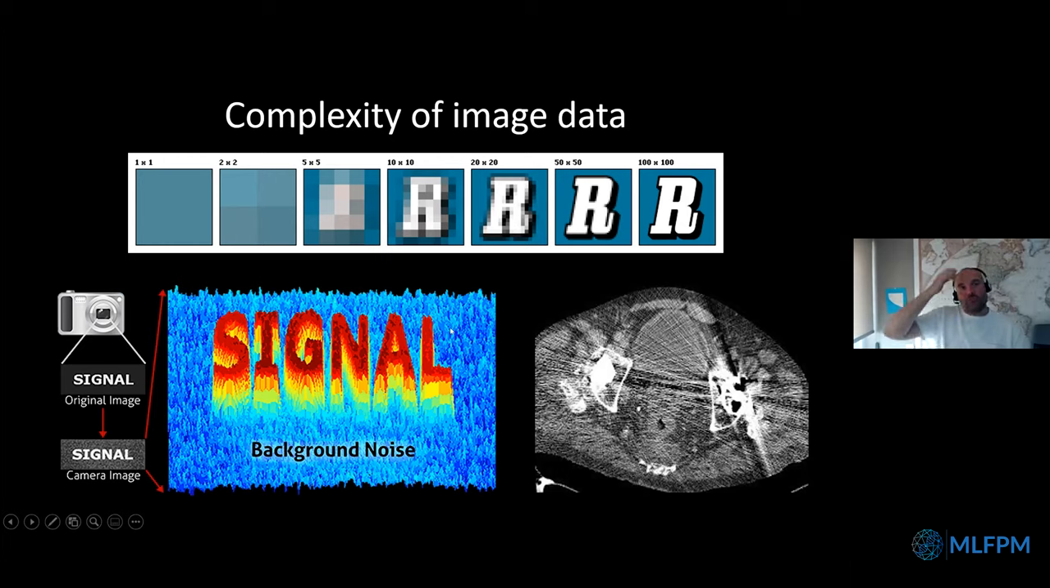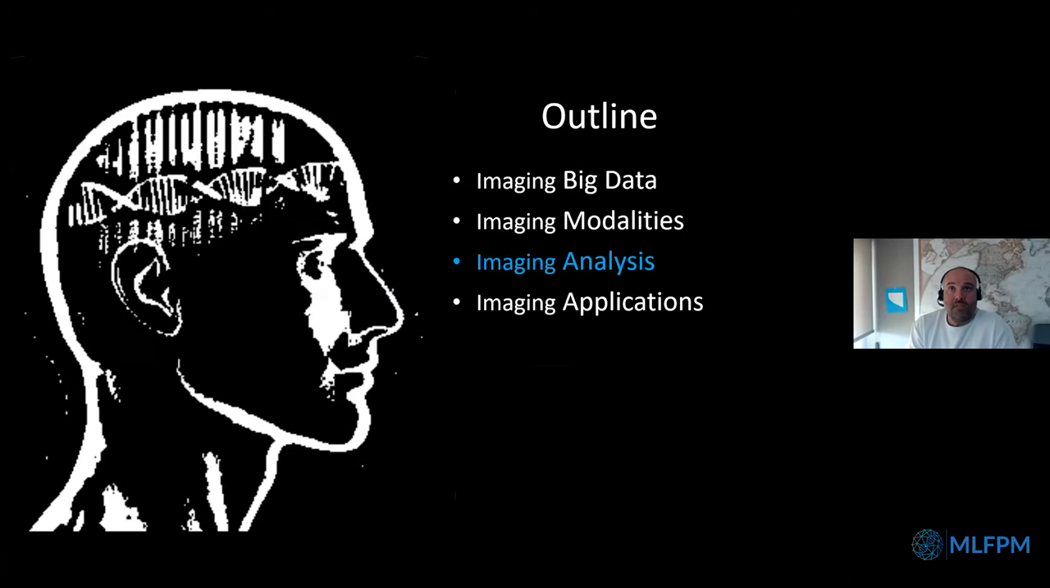So these are the three aspects to keep in mind when you work on image data. The higher the resolution, the better. The higher the signal-to-noise ratio, the higher the quality, and the lower the artifacts, the better as well to do some analysis, which brings me to the next part of this talk. What about the analysis itself?